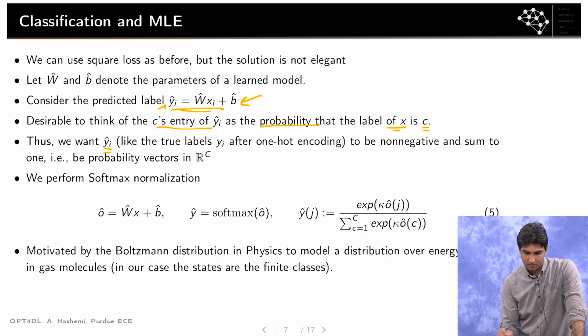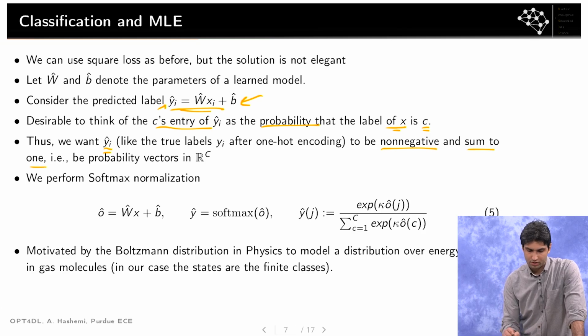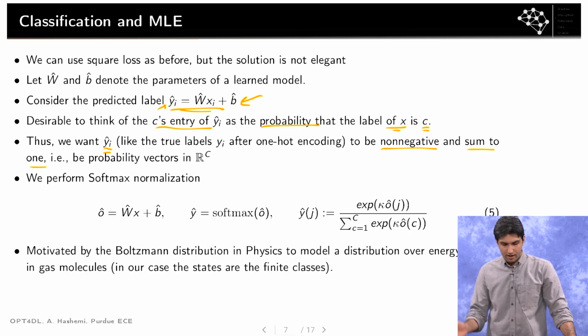So what are the characteristics of a probability vector? Each coordinate should be non-negative, and all coordinates should sum to 1. In particular, the vector should belong to the simplex. So we want non-negativity and the fact that the entries sum to 1. And we're not going to necessarily have that if we just use this linear model and train it with a square loss. It turns out that we need some sort of normalization. So we basically want to normalize this Y such that entries are non-negative and they sum to 1.